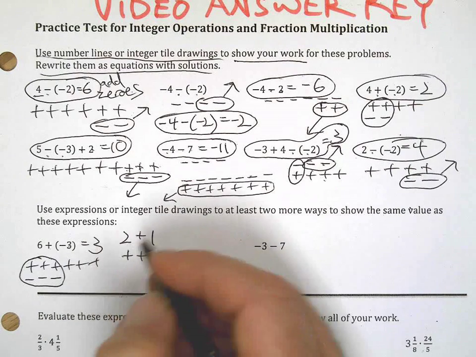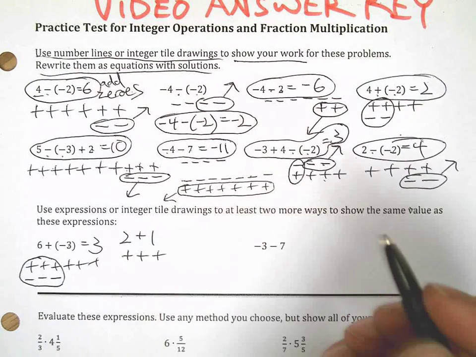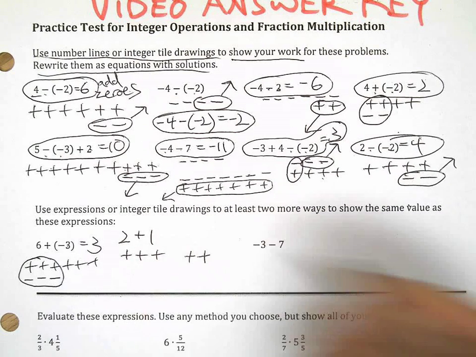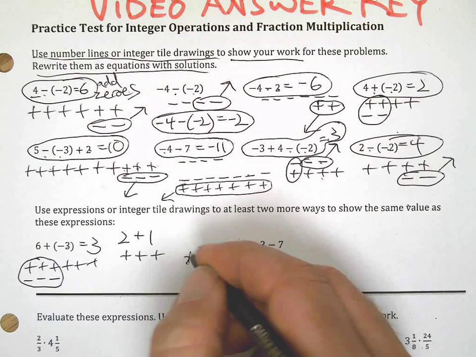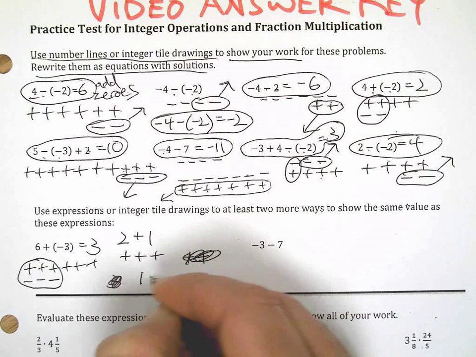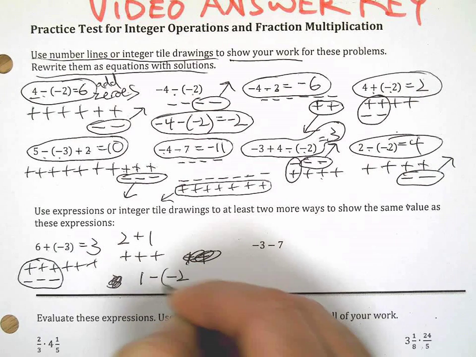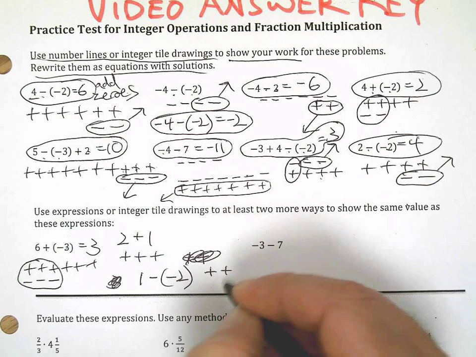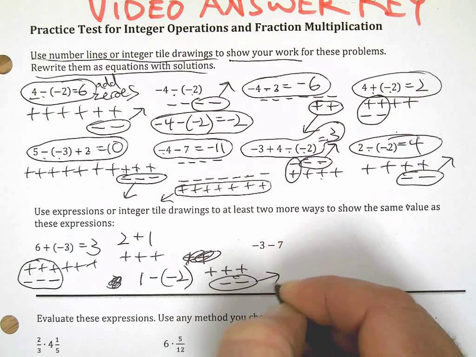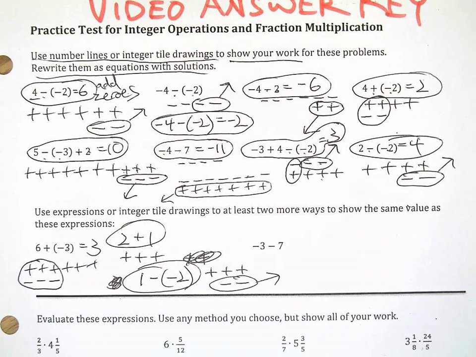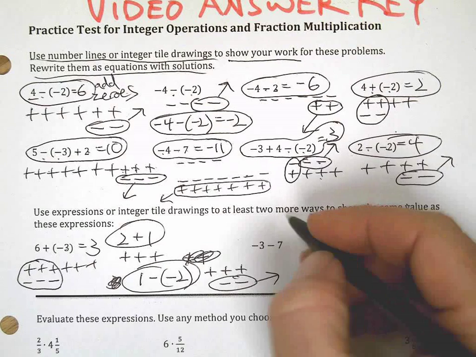I could also show, let's get tricky here. Let's start with 1. Take away -2. Let's do that. All your answers could be different on this, so I'm just kind of messing around here. Here's 1. And if I want to take away -2, I need to add zeros, and there's that answer. So anyway, you need to be able to find multiple ways to show the same thing.